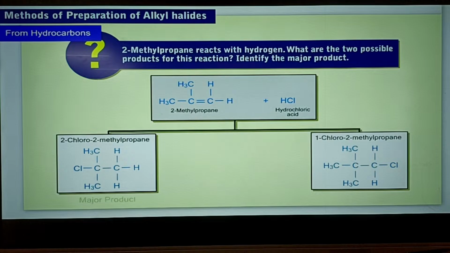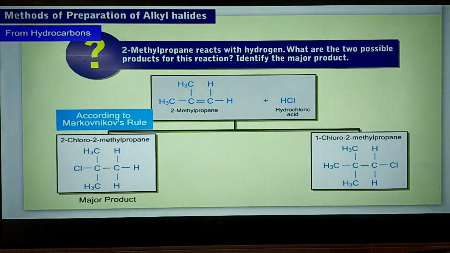The top structure is the major product, according to Markovnikov's rule, as it put the added halogen on the carbon atom in the double bond attached to fewer hydrogen atoms. The lower structure is the minor product.